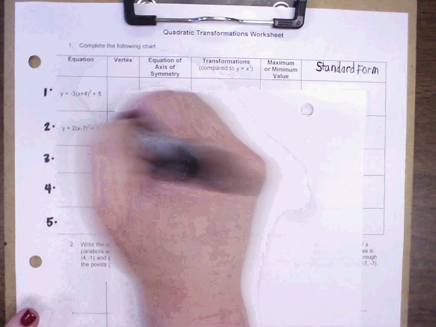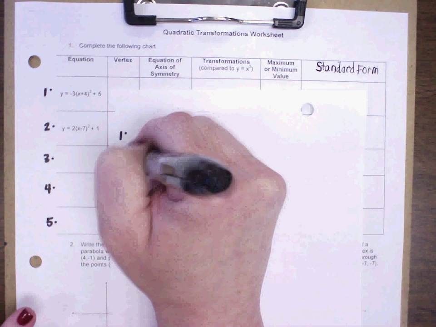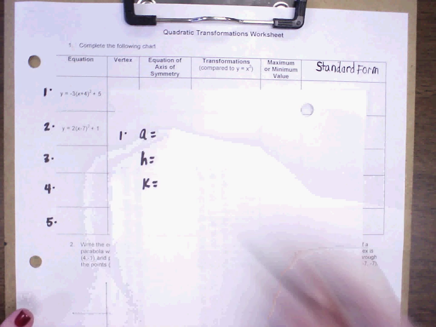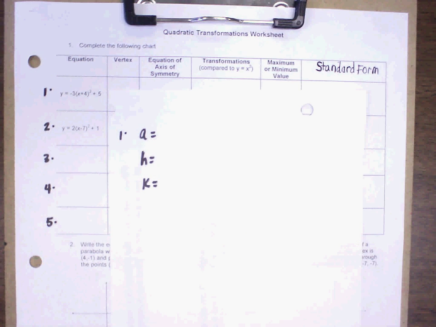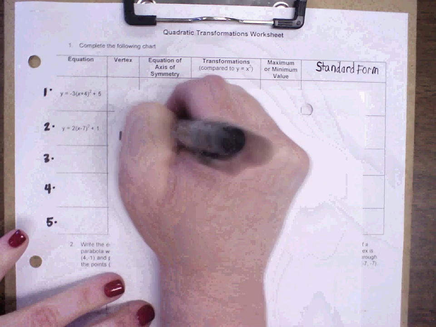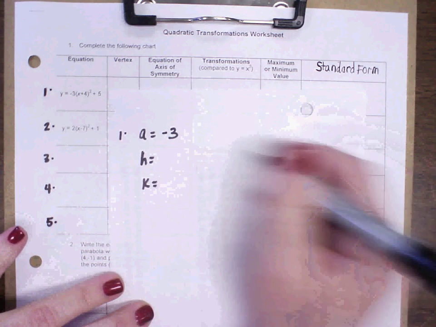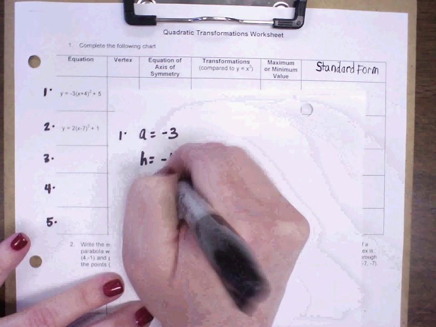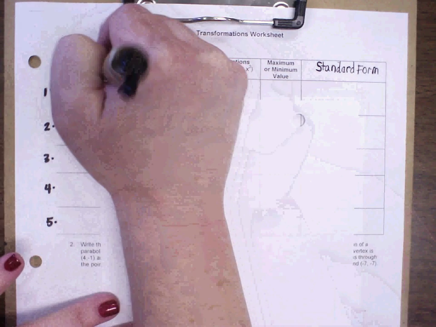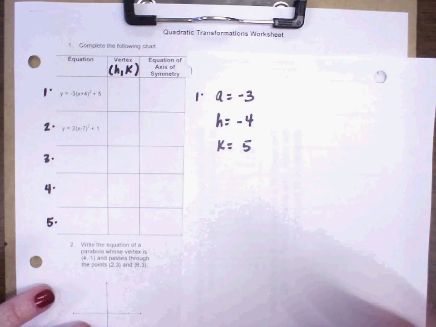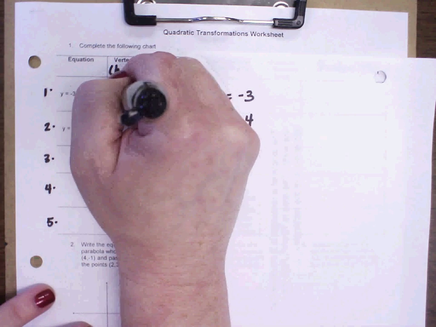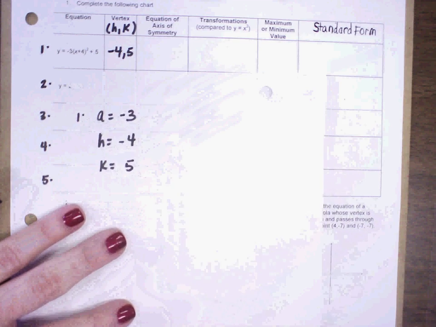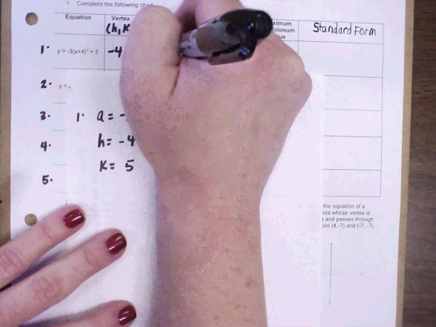All right, so for number 1, I like to write down the values of everything like I was doing today in class. All right, so what's the value of A? -3. What's the value of H? -4. And what's the value of K? 5. All right, so my vertex is H and then K. So what's my vertex? -4 and 5. All right, what's my axis of symmetry? X equals -4.